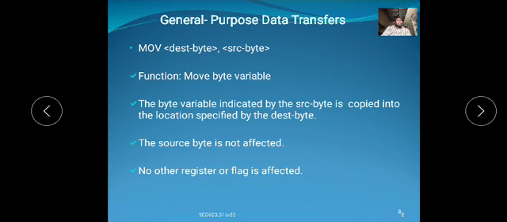The general purpose data transfers: MOV destination byte, source byte. The byte variable indicated by the source byte is copied into the location specified by the destination byte. The source byte is not affected. No other register or flag is affected.